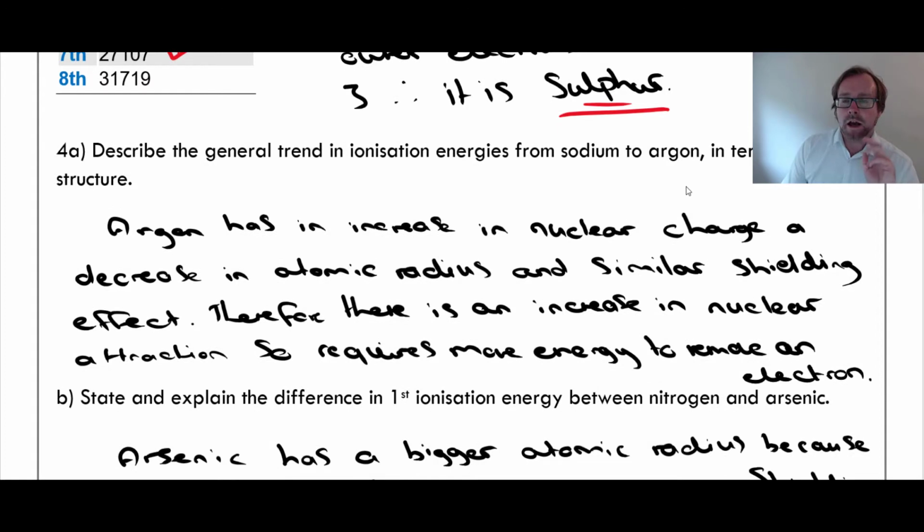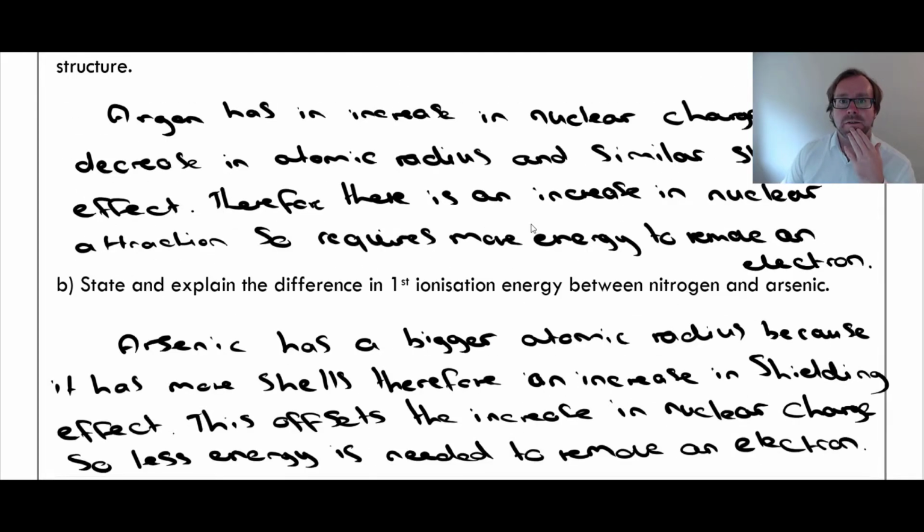I've changed the words very slightly just to show you how you might say it slightly differently. So describe the general trend in ionization energies from sodium to argon in terms of atomic structure. So there is an increase in nuclear charge, a decrease in atomic radius, and similar shielding effect. Therefore, there is an increase in nuclear attraction, so it requires more energy to remove an electron. So instead of saying a greater nuclear attraction, I've said an increase in nuclear attraction.